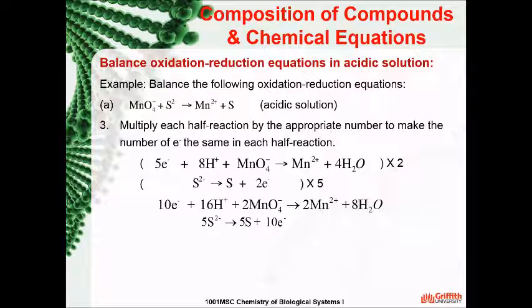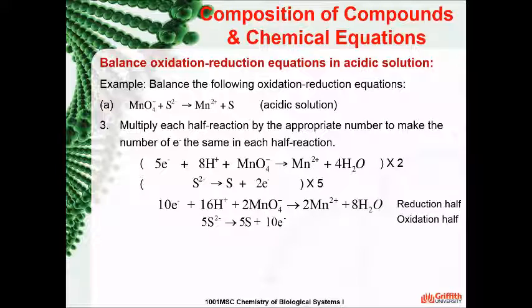In this step, you can now confirm which half is the reduction and which is the oxidation. As the first half is gaining electrons, the electrons are on the reactant side, this half is the reduction half. In the second half, the sulfur is losing electrons, as they are on the product side, so this is the oxidation half. This confirms what we have predicted at the start of the example using the oxidation numbers.